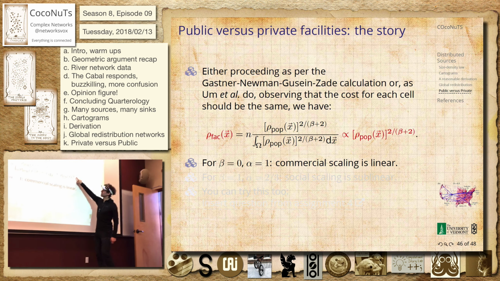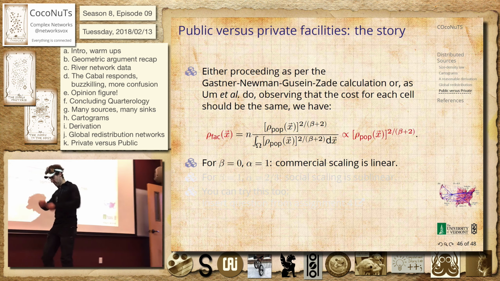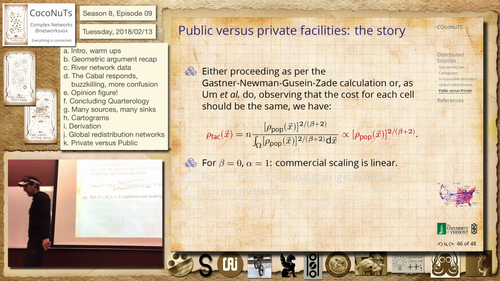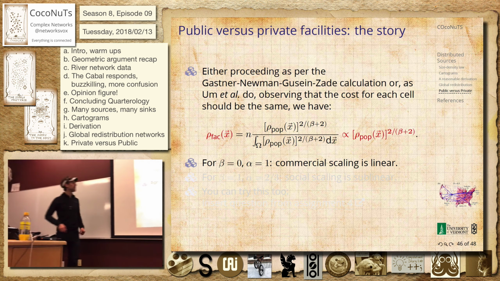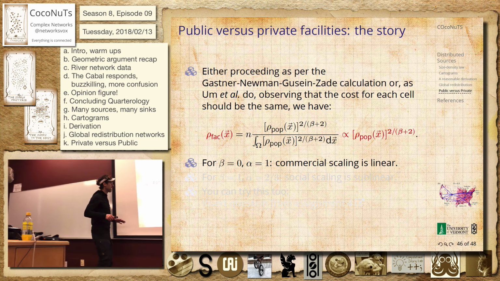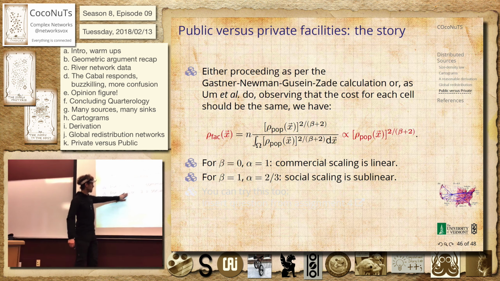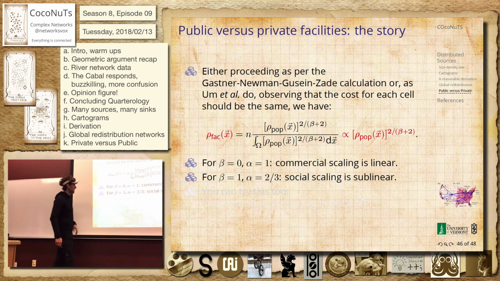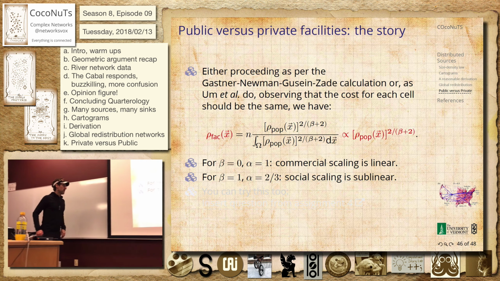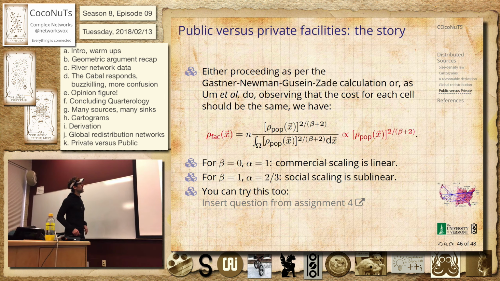So beta equals 0, alpha equals 1, right? If we have a 0 here, this is 2 over 2, so the scaling is 1. That matches with this commercial scaling story, and it matches with their little micro mechanism. When beta equals 0, you don't care how far people have to travel. That's not part of the cost function at all. It's just the number of people. When it's 1, then we care about it in a linear way, and we get this 2/3 scaling retrieved, right? Okay, so that's maybe an assignment question.